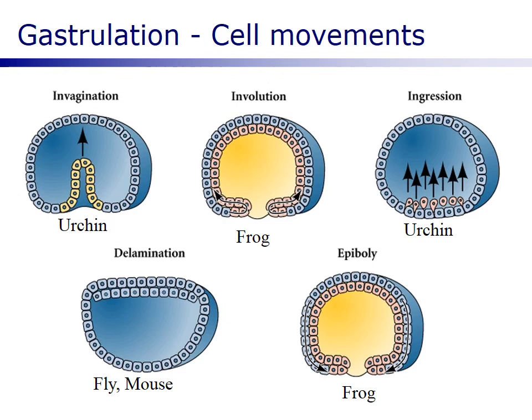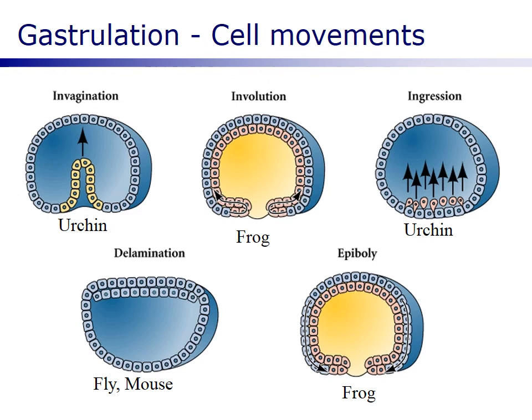In involution, inward movement of a cell layer around a point or edge occurs, or inward movement of a layer of cells. It moves through the inner side of the outer layer of cells. Amphibian mesoderm movement is an example of involution. In the case of ingression, movement of individual cells or small groups from an epithelium into a cavity occurs. Sea urchin mesoderm formation is an example of ingression.